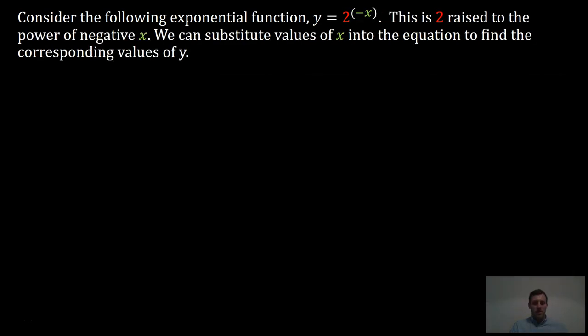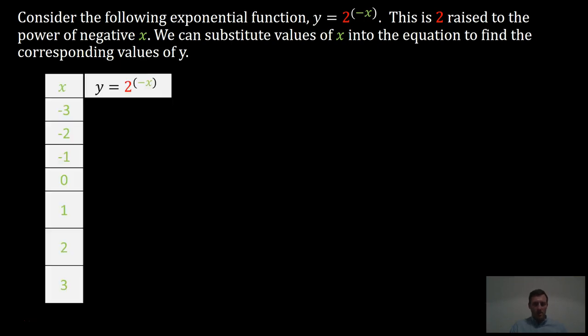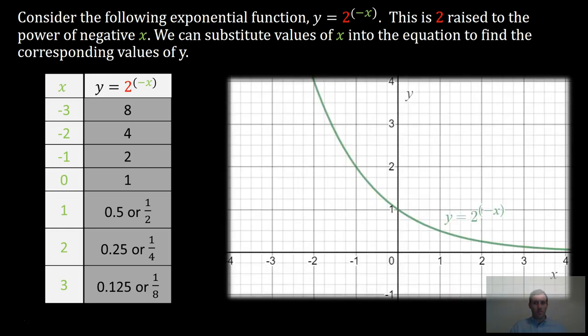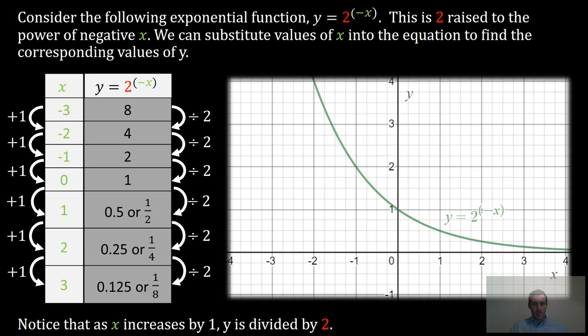Consider the exponential function y equals 2 to the power of -x. We can substitute values of x into the equation to find the corresponding values of y. We start with x values between -3 and 3, substitute them into the equation to find the corresponding y values. Notice again that when x equals 0, y equals 1. Once we have constructed the table of values, we can use it to draw the graph of the function by plotting the corresponding x and y coordinates and joining the dots. Notice that as x in green increases by 1, y is divided by 2 from top to bottom in the table. This is because 2 to the power of -x is the same as 1 on 2 to the power of x.